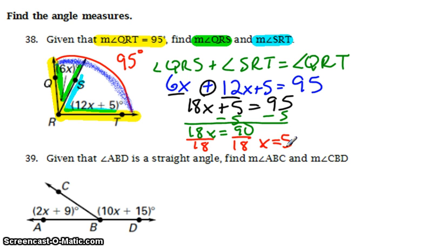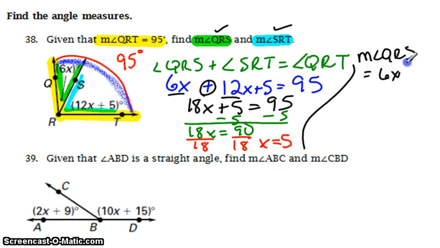Now is that my answer? No, because they don't want to know what x is. They want to know what's the measure of QRS and what's the measure of SRT. Well, QRS, remember, was equal to 6x degrees. Now we know what x is. X is 5. So 6 times 5 is 30. So the measure of QRS is 30 degrees.